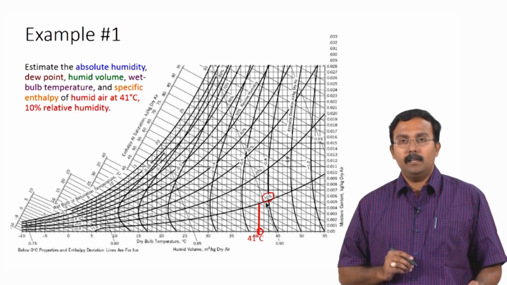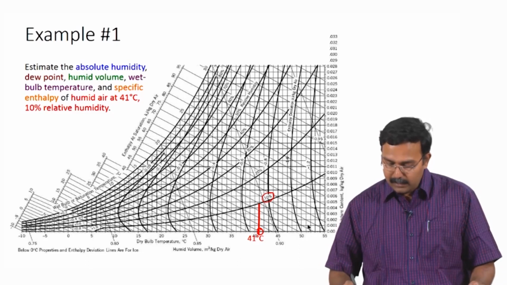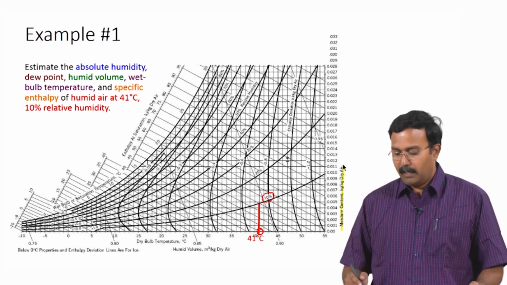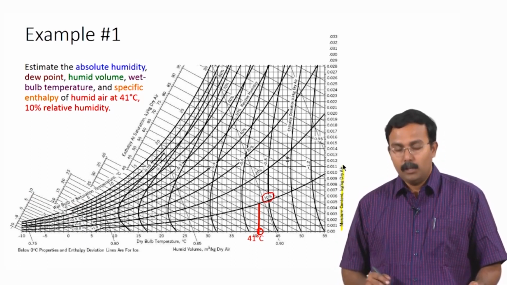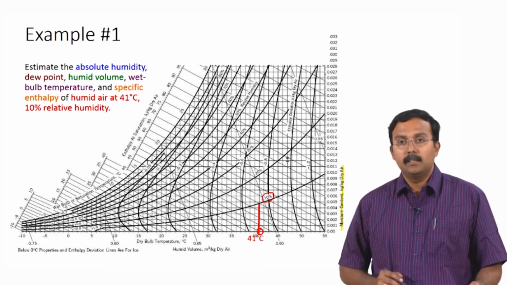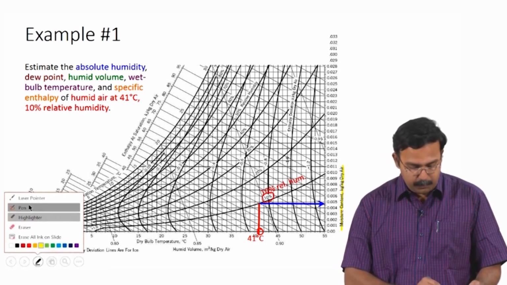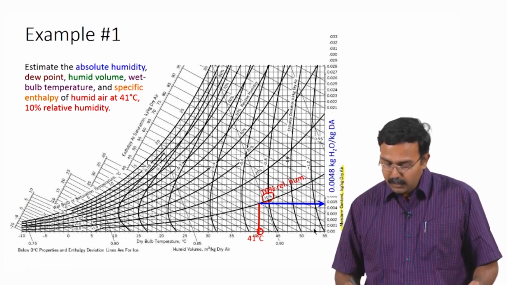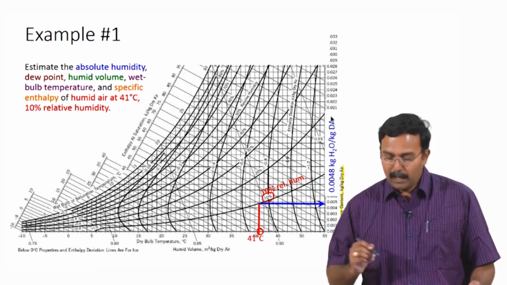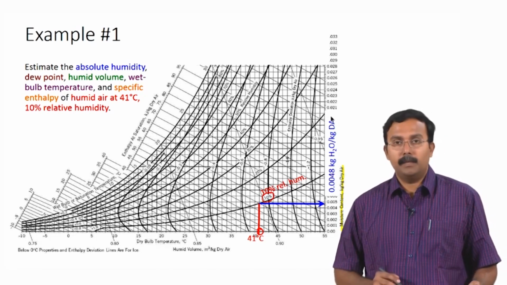The first thing we need to identify is the absolute humidity, which is given on your y axis here. Because you have the absolute humidity on your y axis, you would draw a line from this point all the way to the y axis. That value can be identified from this y axis. So, this is 0.0048 kilograms of water per kilogram of dry air. That is the absolute humidity, and you can get that directly from the psychrometric chart.